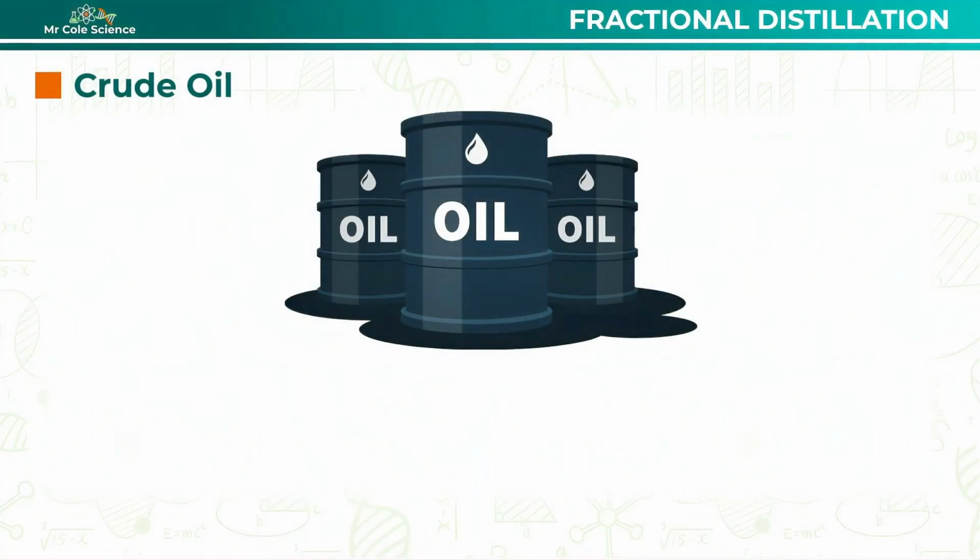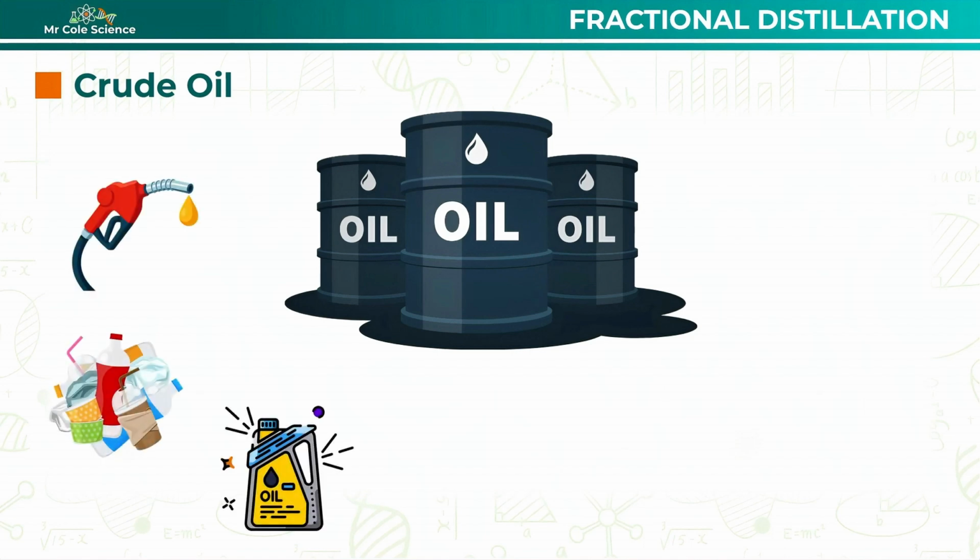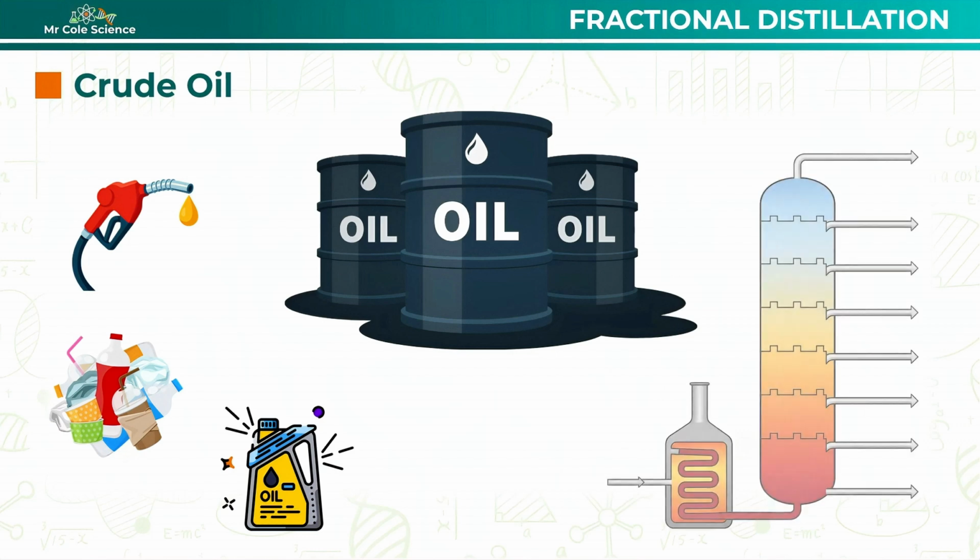Crude oil is one of the world's most important natural resources. It provides the raw materials used to make fuels, plastics, lubricants, and countless other products. But despite its importance, crude oil in its natural form isn't very useful at all. So in this video, we're going to explore what fractional distillation is and how it separates crude oil into useful fractions. But before that, we first need to understand what crude oil actually is.